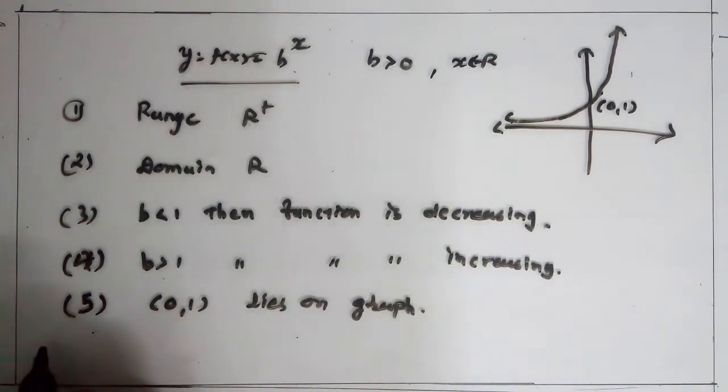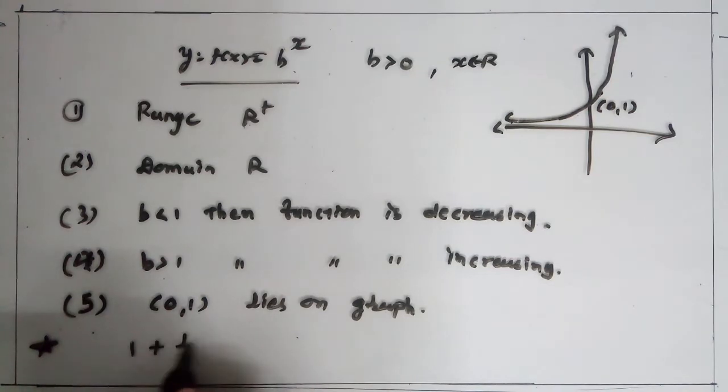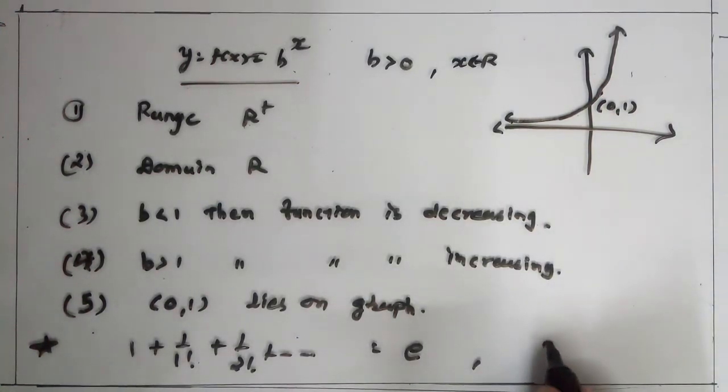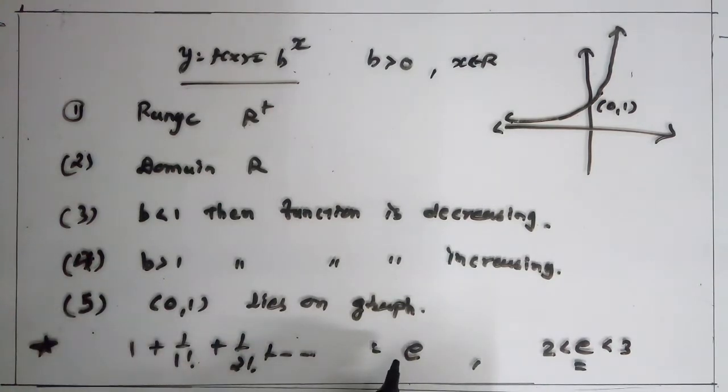Okay. Now remember this value: the sum of the series 1 + 1/1! + 1/2! + and so on is equal to e. Here the value of e lies between 2 and 3, so 2 < e < 3. e is called the Napier number, the sum of this series, and its value lies between 2 and 3. Clear?